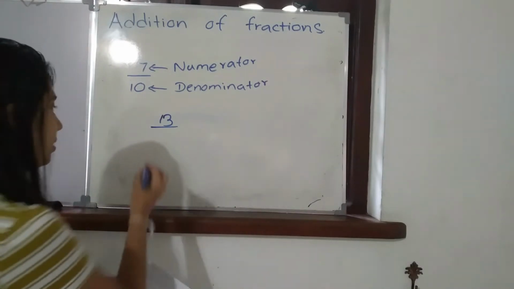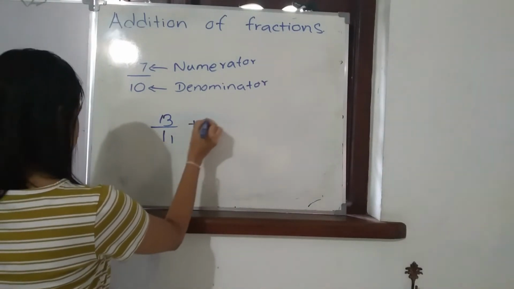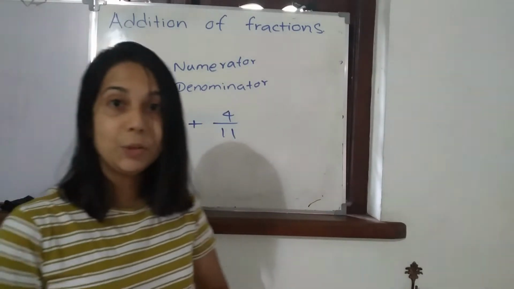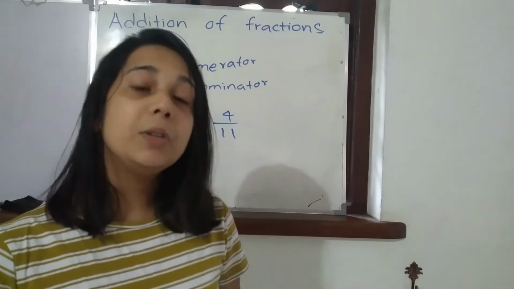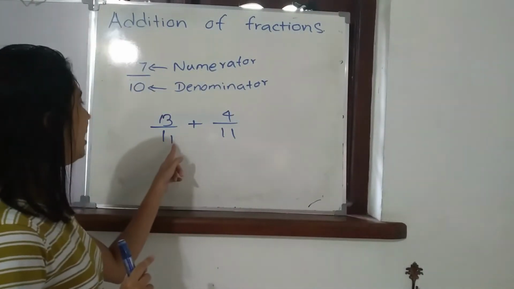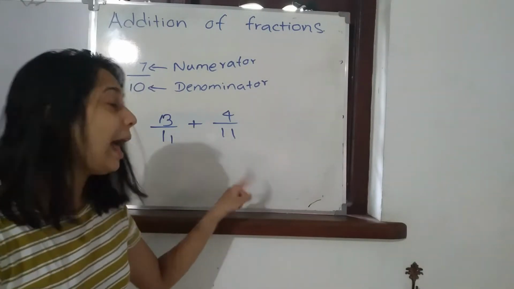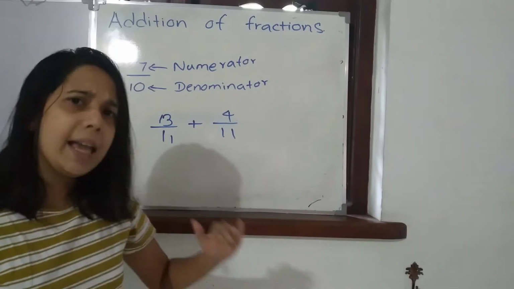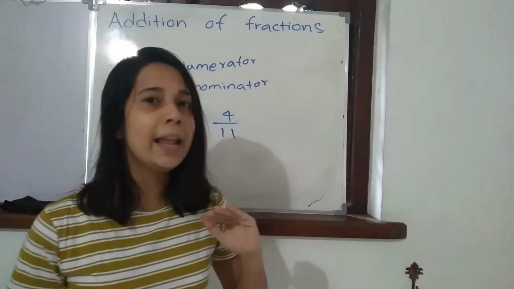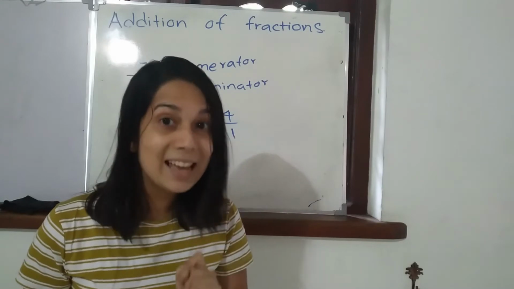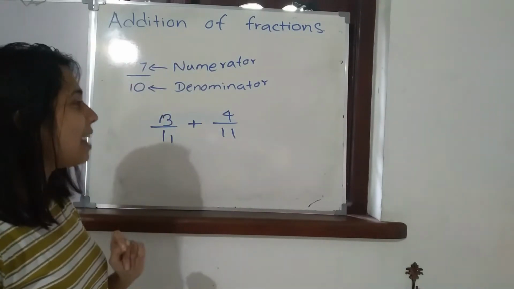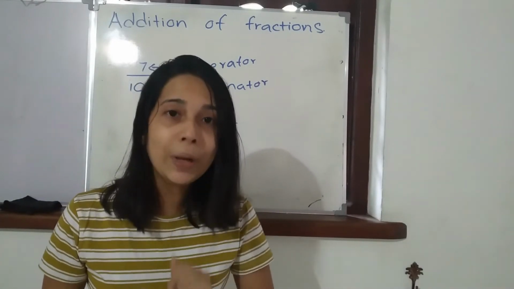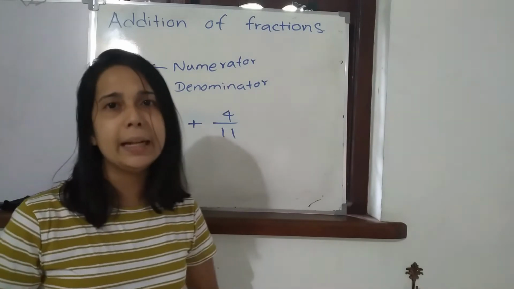I'll take this one. See here. Before adding these fractions together, I'll teach this one. Here the denominator is 11, and in the next fraction also the denominator is 11. It means in these two fractions, the denominators are same. So if denominators are same in the fractions, you can add the numerators together, right?